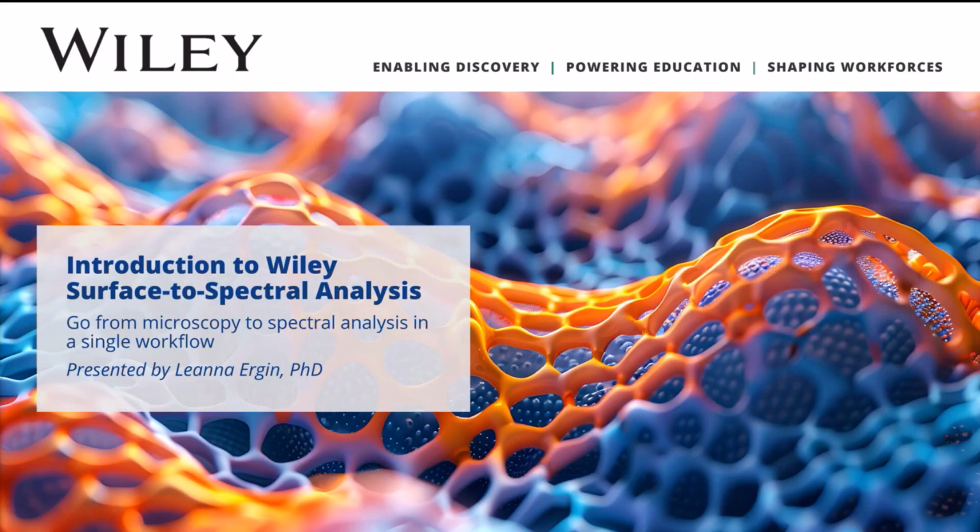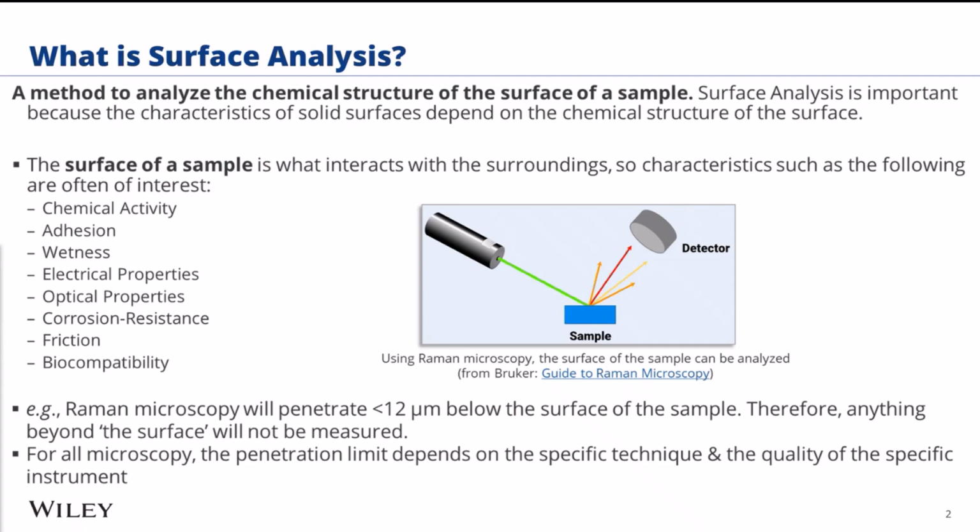Thank you, Mark. Let's start with talking about what surface analysis is. It's a method to analyze the chemical structure of the surface of a sample. Surface analysis is important because the characteristics of solid surfaces depend on the chemical structure of the surface. The surface of the sample is what interacts with the surroundings. So there are a lot of characteristics of that surface that are often of interest, such as chemical activity, adhesion, wetness, electrical properties, optical properties, corrosion resistance, friction, or biocompatibility.